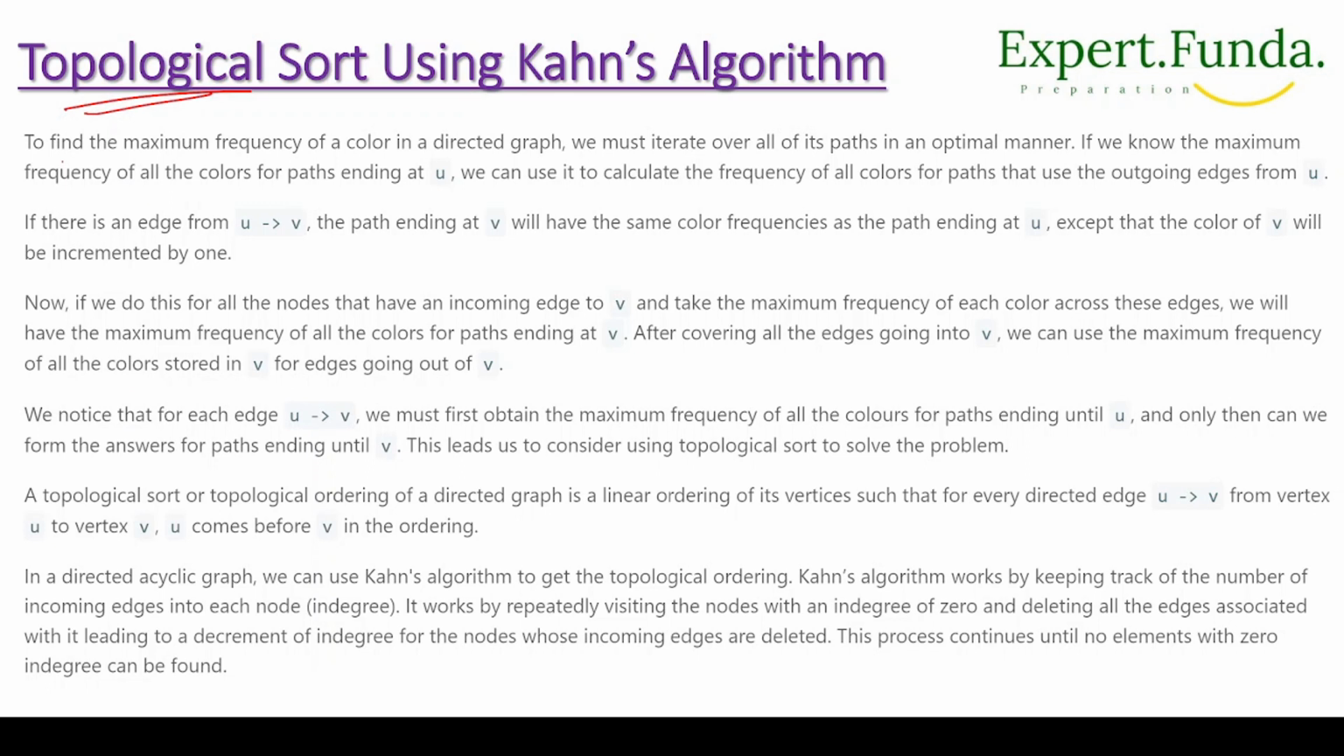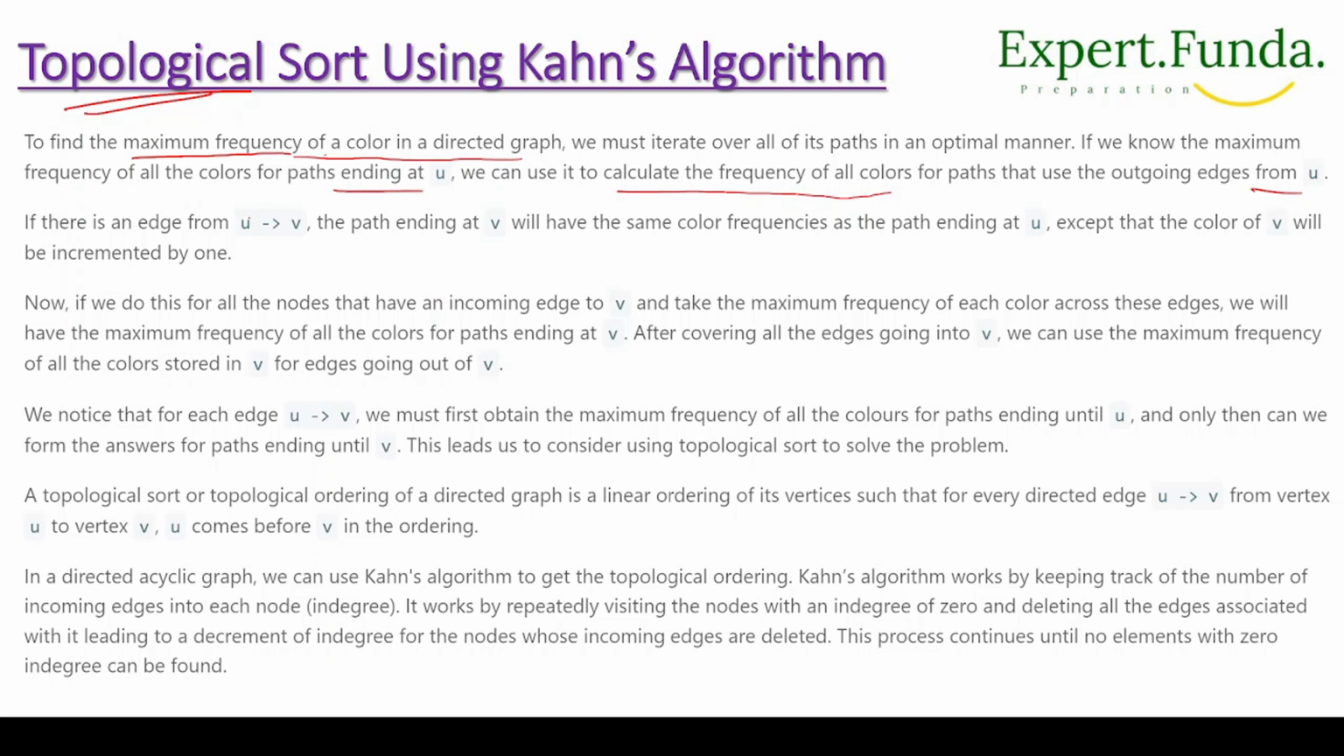To find the maximum frequency of a color in a directed graph, we must iterate over the paths in such a way that we have the maximum frequency of all the colors for the path ending at u, let's suppose. So we are traveling from one node to another node. We will use it to calculate the frequency of all the colors for the path. We will use the outgoing edge from u.